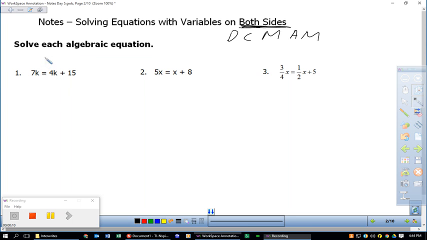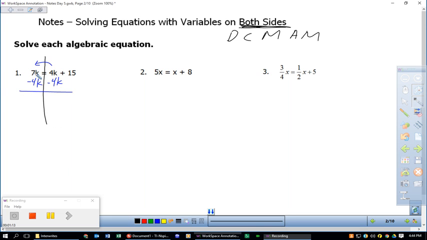So I'm going to go ahead and kick this line up a notch. I'm going to draw a vertical line on the equal sign every time we get to this point, because we have to be very, very careful. So we want to get the k's on one side. I'm moving it over this way. In order to get rid of it over here, I'm going to have to subtract 4k. Subtract 4k from the other side as well.